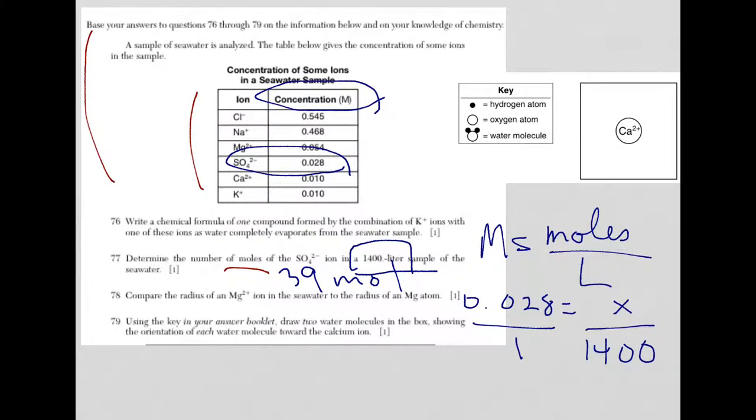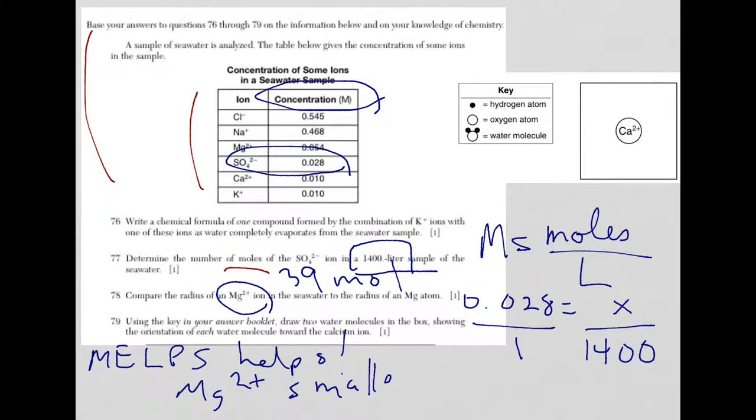Let's look at question 78. It says to compare the radius of a magnesium ion in seawater to the radius of a magnesium atom. In my class, we use an acronym called MELPS. MELPS stands for metals, electrons lose, they become positively charged, and they get smaller. So think about it. You have a metal ion with a 2+ charge. Why? Because it lost 2 electrons, meaning that the magnesium ion, this 2+ ion, is smaller than what it started out as, a magnesium atom.